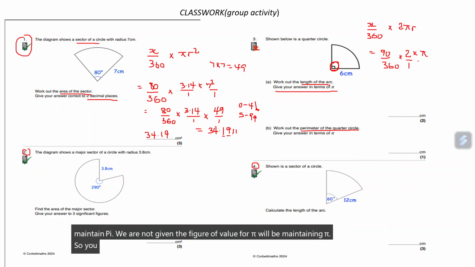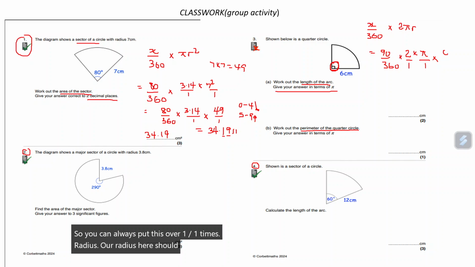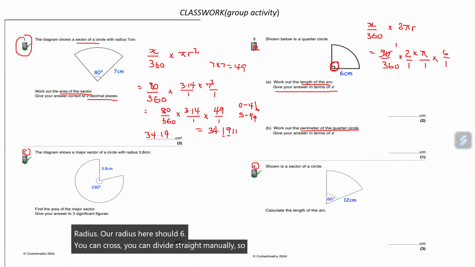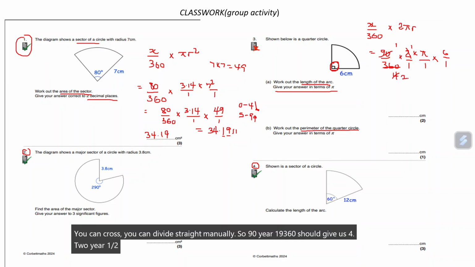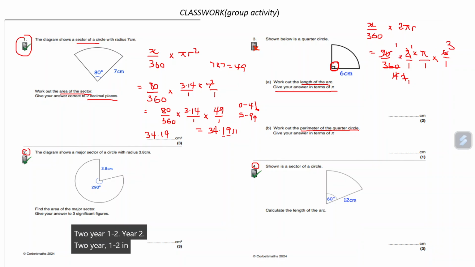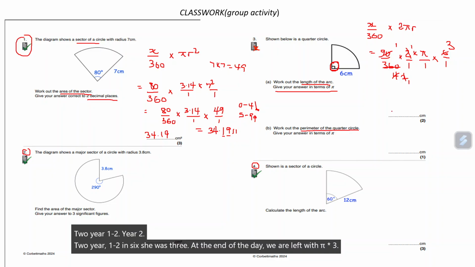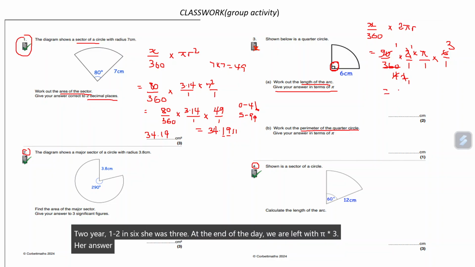So you can always put this over 1 times the radius. Our radius here should be 6 over 1. You can divide straight manually. So 90 and 360 should give us 4. 2 in 2 is 1, 2 in 4 is 2, 2 in 2 is 1, 2 in 6 should be 3. At the end of the day, we are left with pi times 3. Our answer becomes 3 pi.